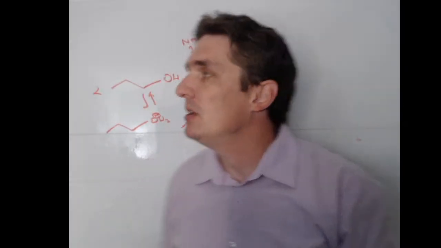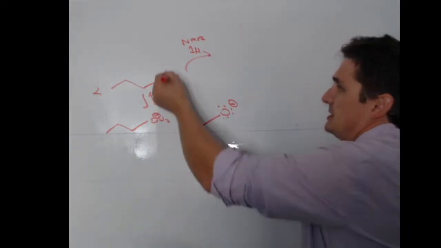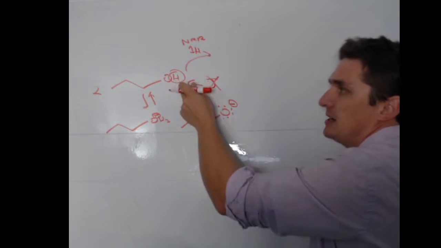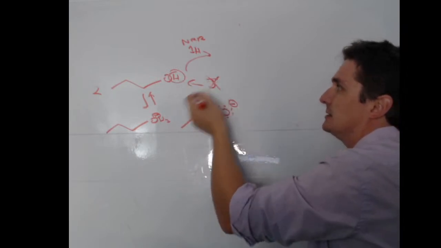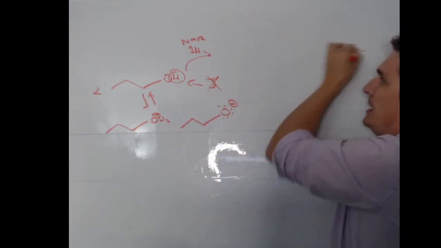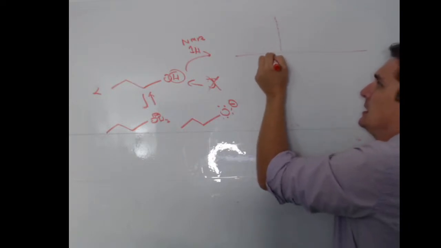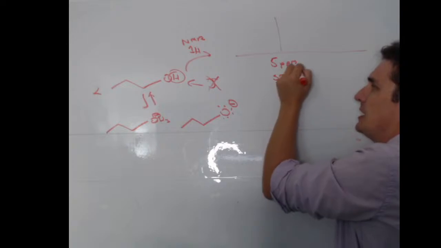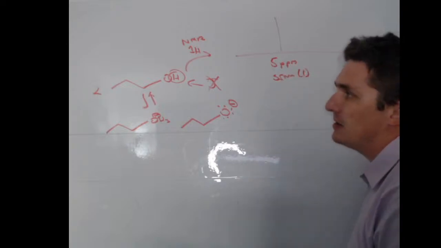It's constantly going on, and because of that, this H here doesn't do J coupling. So there's no J coupling with this H, it's always a singlet. And what we'll see in the 1H NMR, I think it's about 5 ppm, is we'll see a singlet, usually area of 1 corresponding to the alcohol.